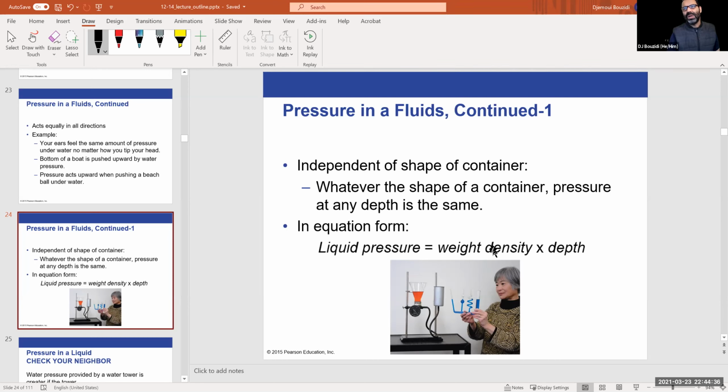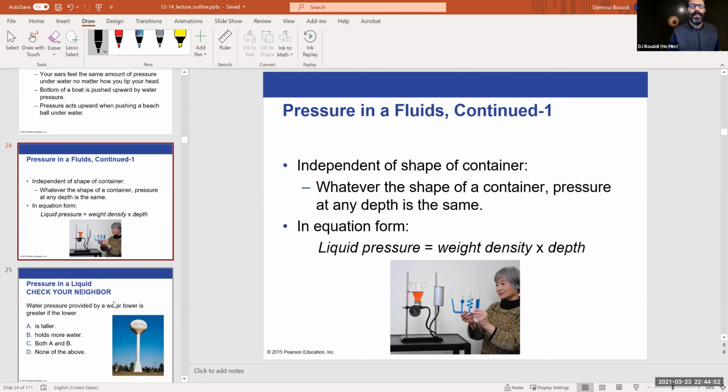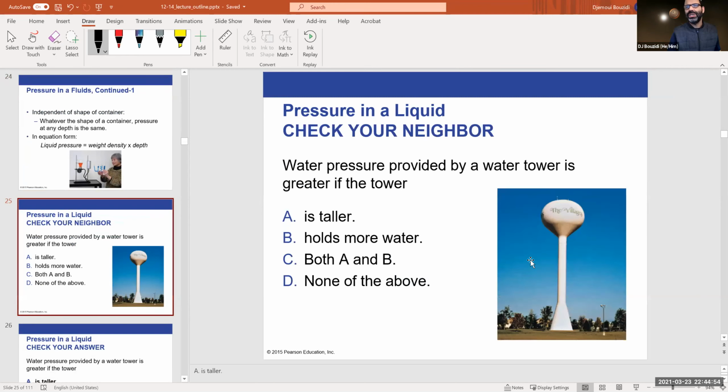As a matter of fact, the formula for it is the weight density times the depth. So if you're ever asked to do calculations, the weight density, which is just the force of gravity times the normal density, times the depth, how deep you are underneath. Okay. And this is the water tower, which uses the same principle to deliver high pressure liquids, water basically, to homes.